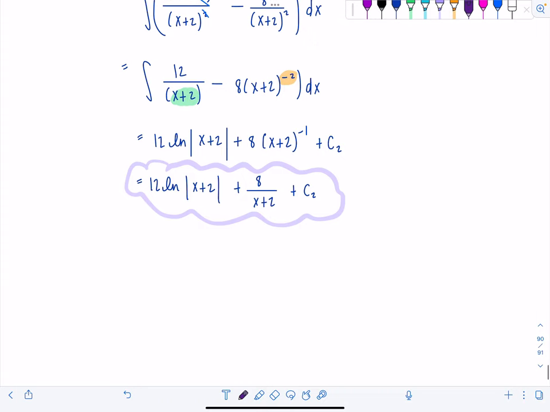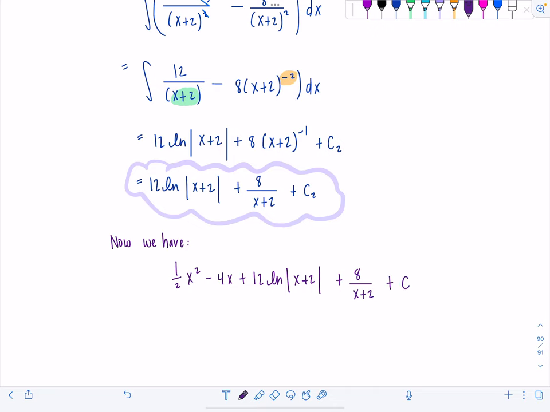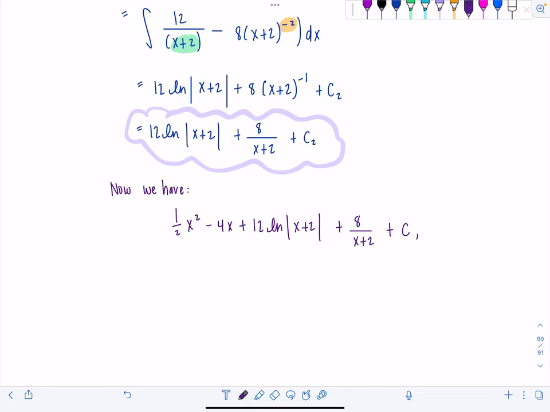So putting everything together, now we have 1/2 x² - 4x + 12 ln|x + 2| + 8/(x + 2) + c, and we have to tell the people c equals c1 plus c2.